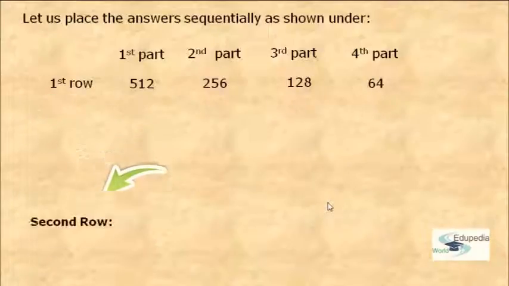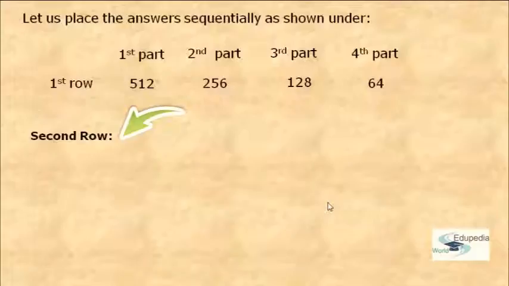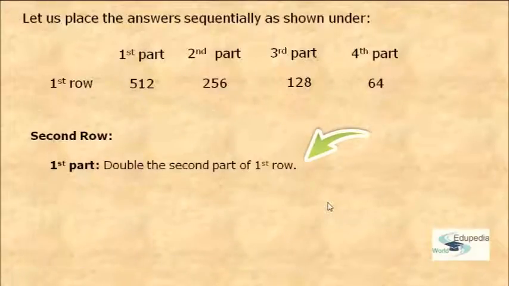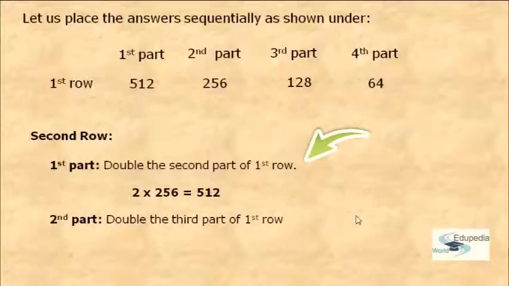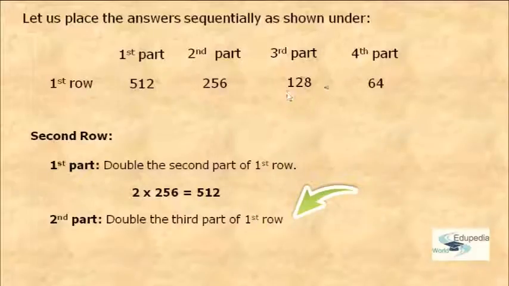So here in the second row, the first part, what we have to do is double the second part of the first row answer. In the first row, the second part answer we have got is 256, and if you double the number 256, we will get 512 as the answer. Now moving to the second part, again we have to double the third part of the first row answer. In the first row, the third part answer we have got is 128, and if you double the number 128, we will get 256 as the answer.